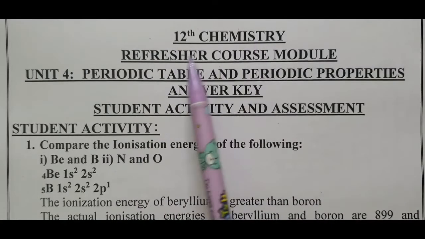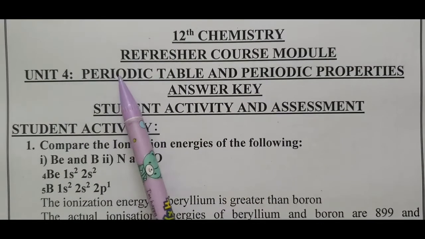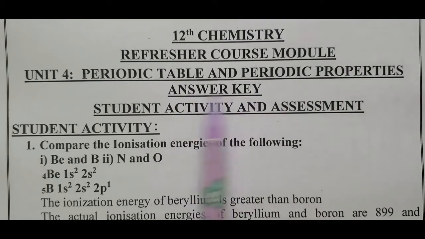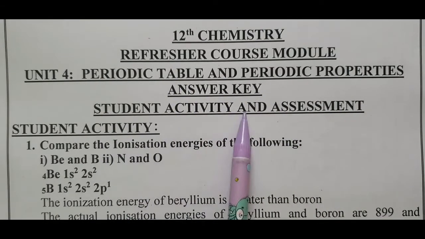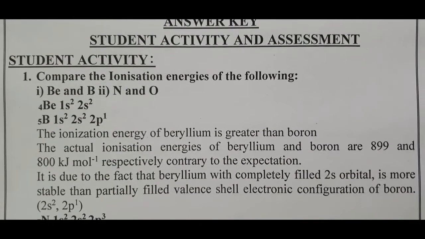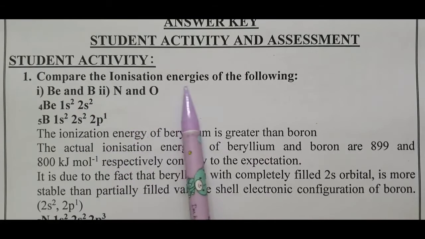12th Chemistry Refresher Course Model, Unit 4, Periodic Table and Periodic Properties, Answer Key: Student Activity and Assessment. First, student activity we are going to discuss. Question number 1 is: compare the ionization energies of the following: beryllium and boron, nitrogen and oxygen.